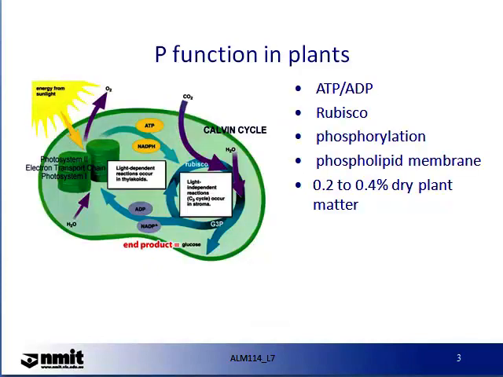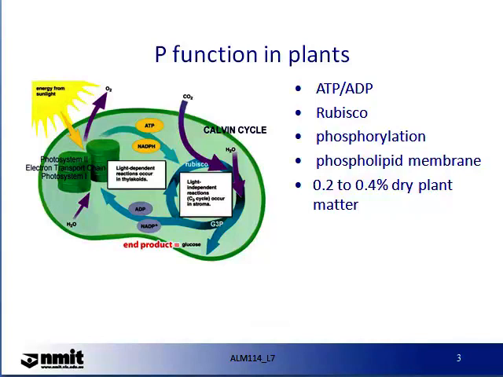Plants harvest the energy from sunlight and turn this energy into chemical energy. One of the forms of this chemical energy is ATP and ADP. ADP stands for adenosine diphosphate, and ATP stands for adenosine triphosphate. These compounds are routinely used for energy exchange throughout the plant and are a very important component of the plant's functionality.